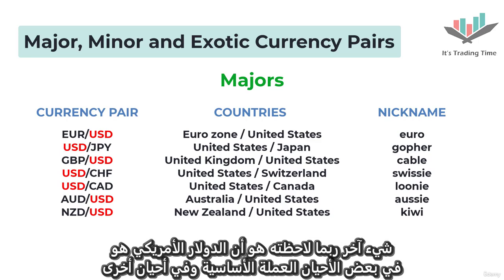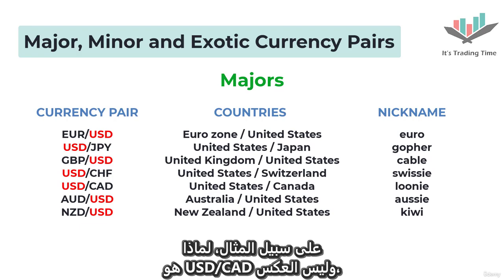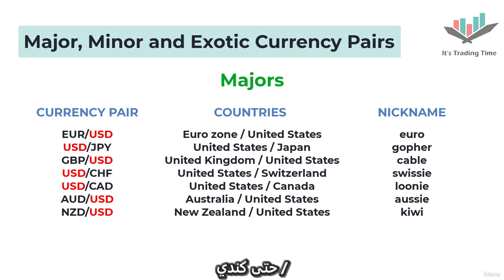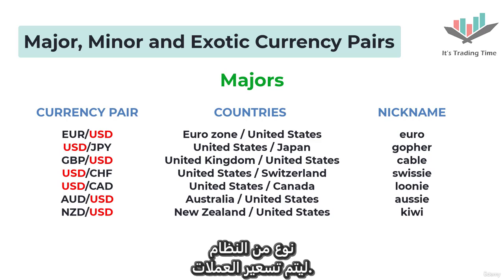Another thing you may have noticed is that the US dollar is sometimes the base currency and sometimes the quote currency. So you may wonder, why is it Euro dollar and not US dollar euro? Same for the others. For example, why is it US dollar Canadian dollar and not the other way around, so Canadian dollar US dollar? In order to avoid confusion, central banks and financial institutions around the world have established a sort of order for currencies to be quoted.